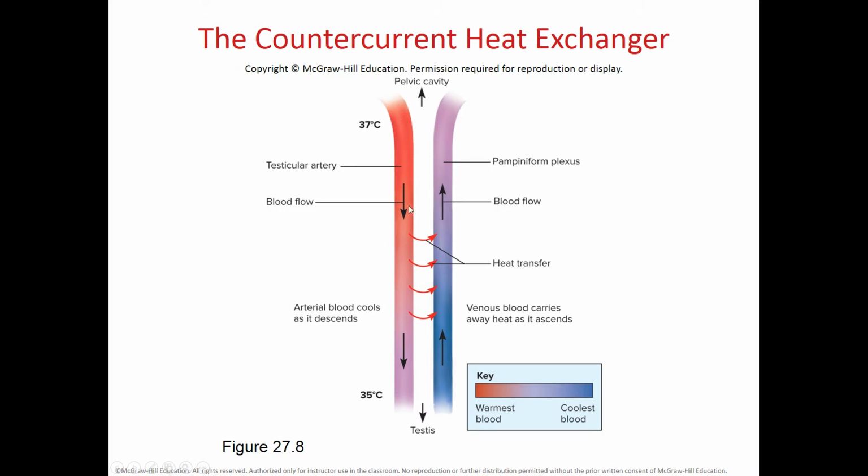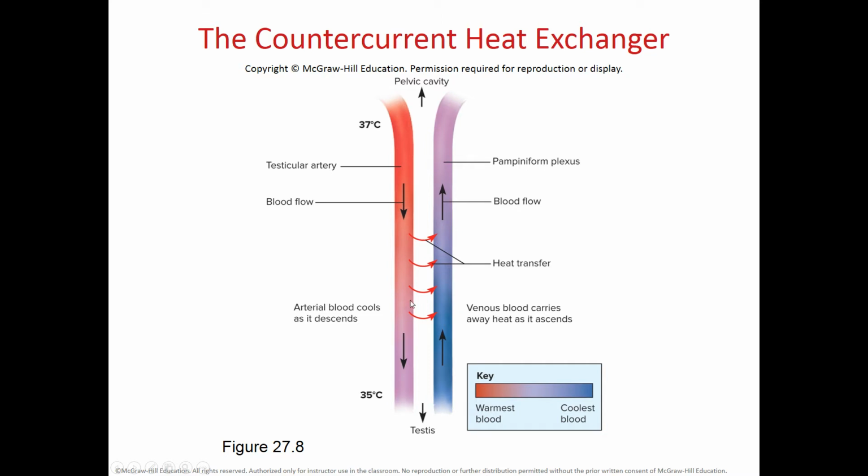As the blood is coming in different directions, the blood that was found in the pelvic cavity at 37 degrees Celsius transfers heat into the veins, so that the veins help to cool off the blood. When the blood reaches the testicles, you'll have 35 degrees Celsius, and then you have optimal temperature for the development of the sperm cells.